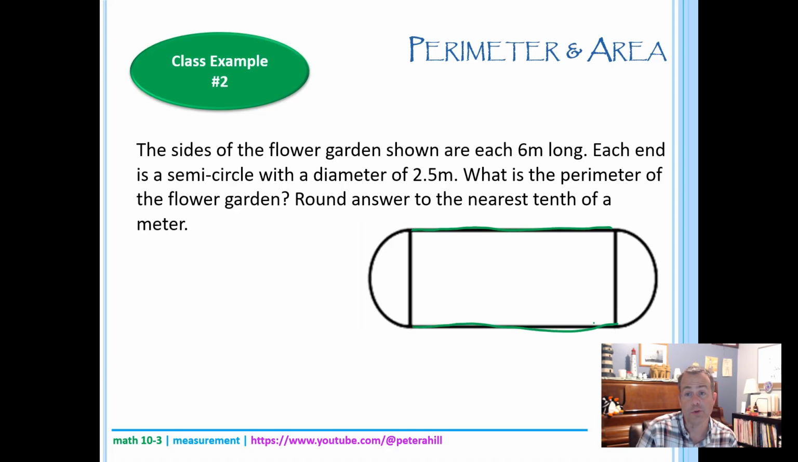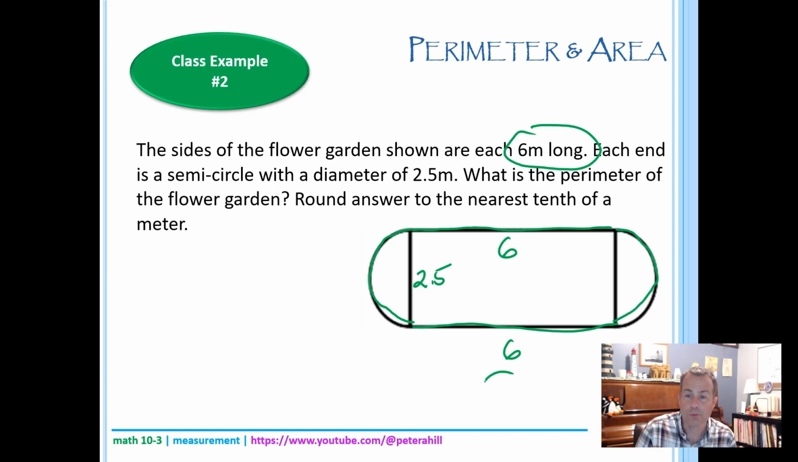Well, actually, we know those pieces, right? Those are 6. So I'm just going to write a 6 there and a 6 there because that came right from the question. Then I know that this is 2.5, because the diameter of the semicircle is 2.5. So the distance from the top here to the bottom would be 2.5. You notice I'm not going to trace that green though. That's actually not part of my perimeter. What I need to figure out is this piece here and this piece here.